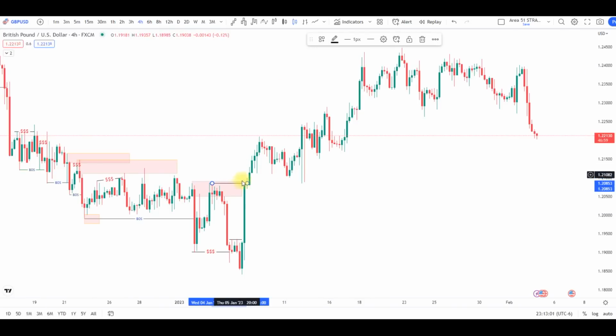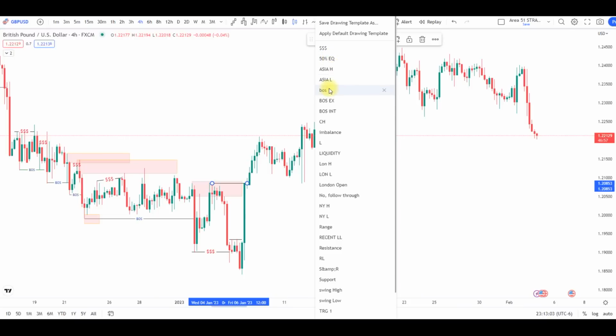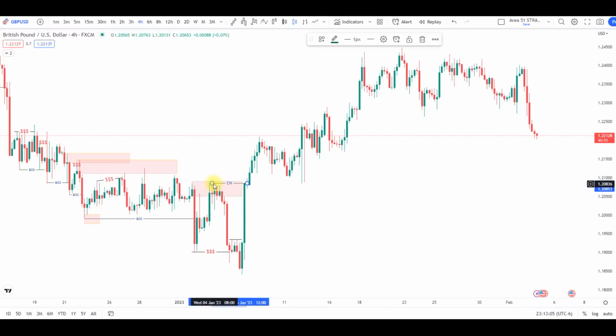Now we have our change of character somewhere here, because the market was creating lower highs, lower lows. So now it gives us a change of character, creating a bullish pattern. So where was your liquidity here? All this area was your liquidity. Okay, this is all your liquidity.